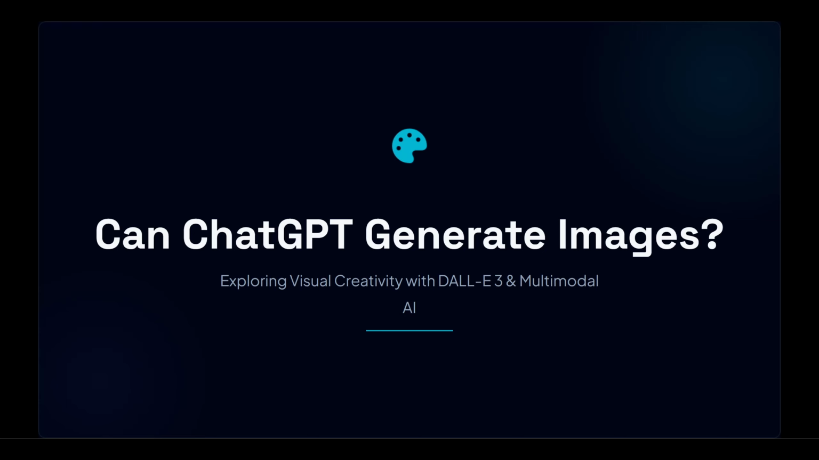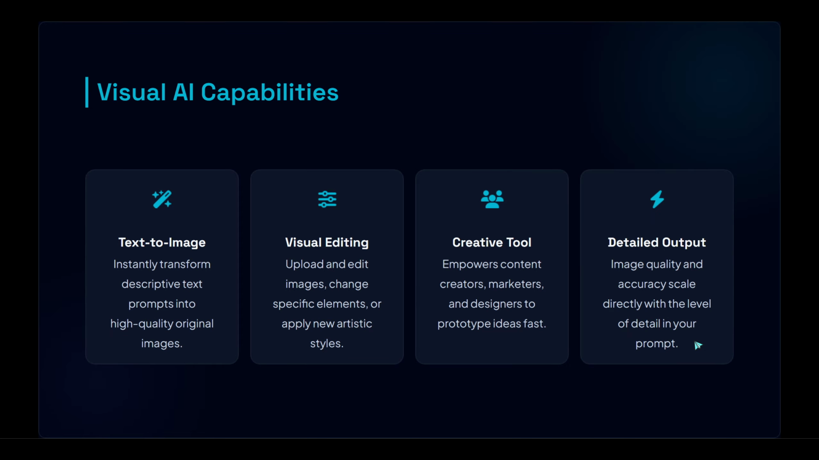In today's video, I'm going to teach you, can ChatGPT generate images? The short answer is yes. ChatGPT can turn plain language into vivid images, and it can also edit images you upload by applying different styles or adjustments. This makes it a powerful creative partner for content creators, marketers, designers, and businesses that need visuals quickly.